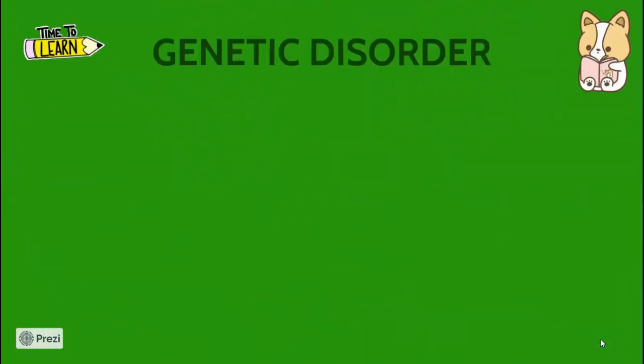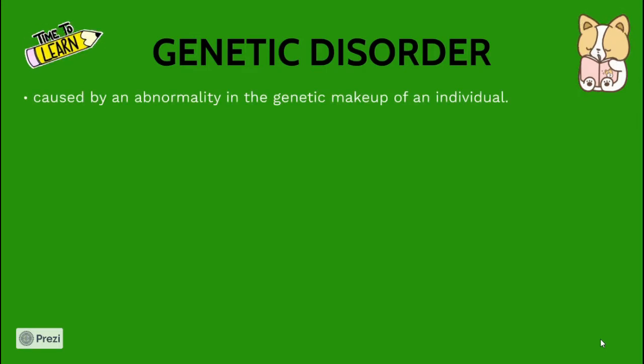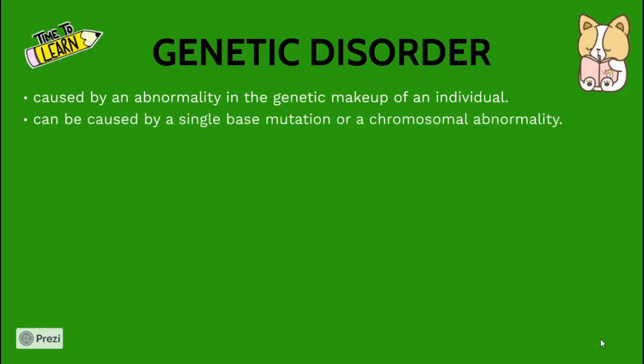So the most affected by this effect would be the offspring or those babies, no? So there are genetic disorders for these different types of chromosomal mutation. When you say genetic disorder, it can be caused by an abnormality in the genetic makeup of an individual, and it could be caused by even a single-base mutation or, of course, a chromosomal mutation or abnormality. I will let you see an example.